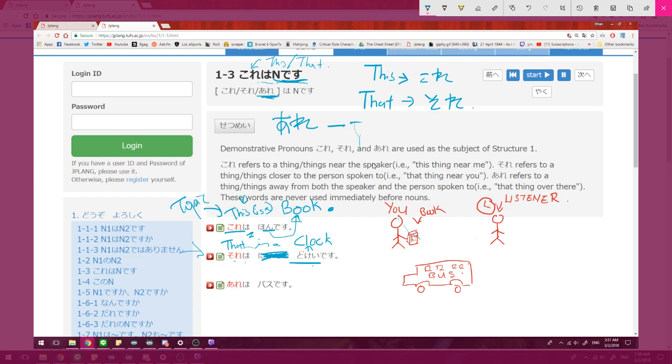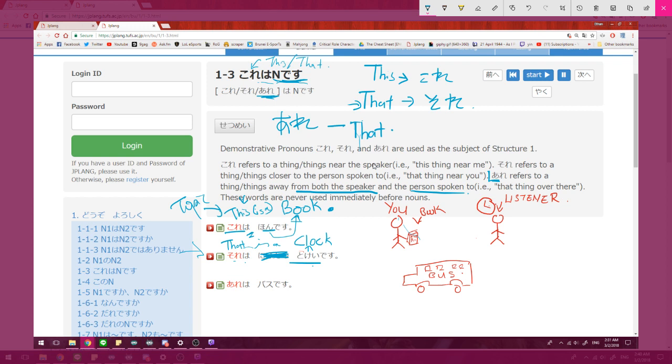Oh shoot, what's happening now? It's having input lag. Why? This also means that. But what do you mean by that? There's already one that here, right? This has a second meaning, okay? Now, are refers to things that are away from both the speaker and the person spoken to.